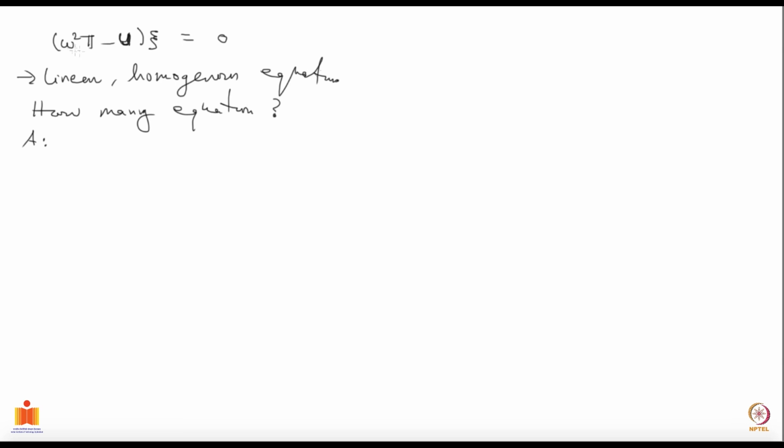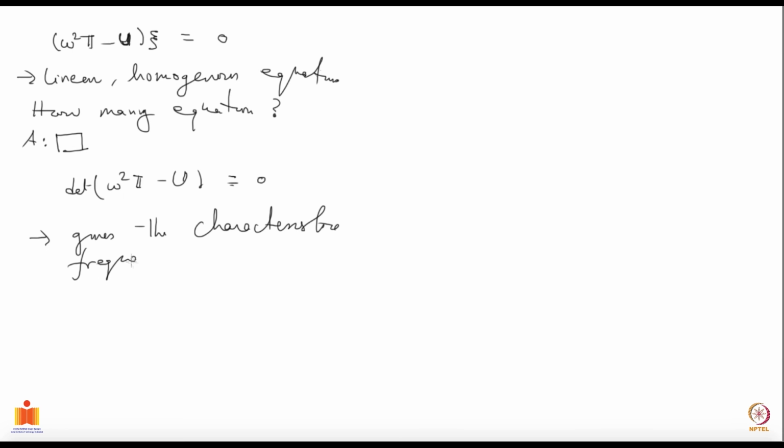Now if this set of equations has to have a non-trivial solution, meaning a non-trivial xi which will make this happen, then it is necessary that we should have determinant of omega square T minus U equal to 0. So if you can solve this equation, which is a polynomial equation of degree what you find here, then you can solve the polynomial equation and get the characteristic frequencies. It may also happen that some of your omega square turn out to be 0, but that's fine.